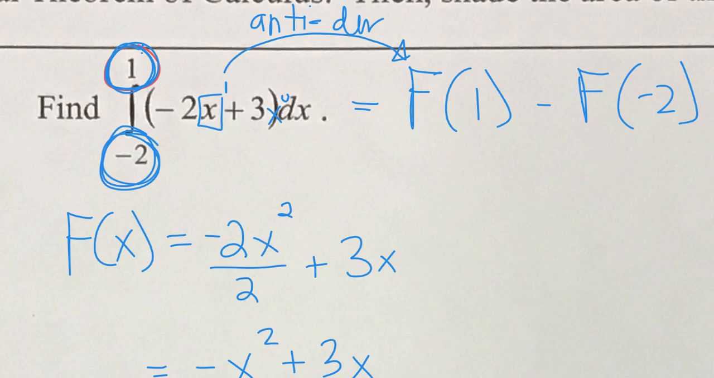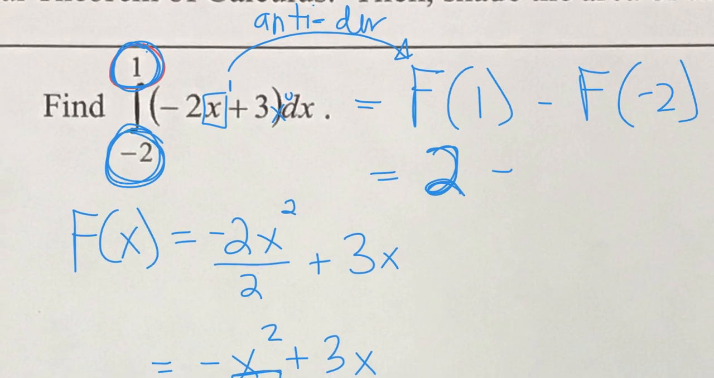So now let's evaluate this at +1. We're going to plug +1 in here. So the negative of +1 squared plus 3 times 1. So +1 squared is +1, and then we make it negative. So -1 plus 3 is 2. So the evaluated value at +1 of our antiderivative is +2.